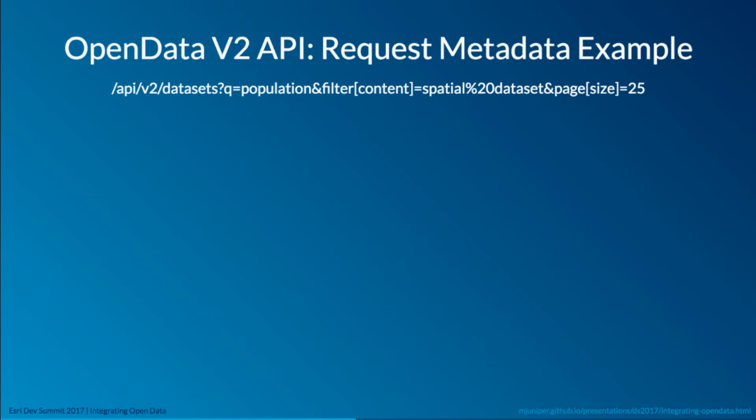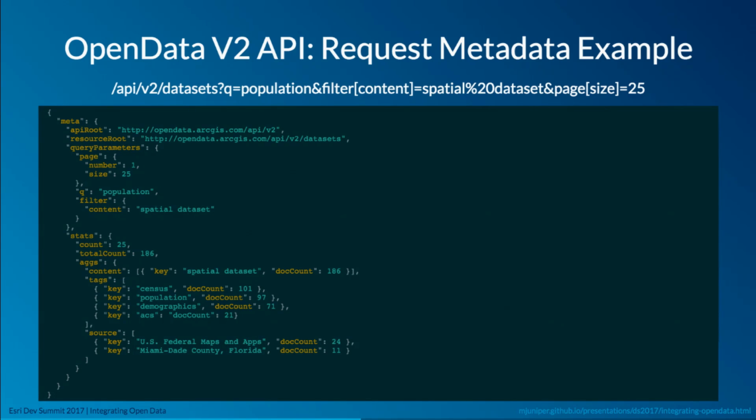So an example here, this is a query for population. I'm filtering by saying I want only spatial data sets, so things that have extents basically, and I want the page size to be 25 results. The screen is a little small here, but the meta key actually has a lot of information. It sent you back the query parameters, but it also sent you back the statistics. So it says, on this request, there are 25 hits. The total number of hits that match the query are 186.